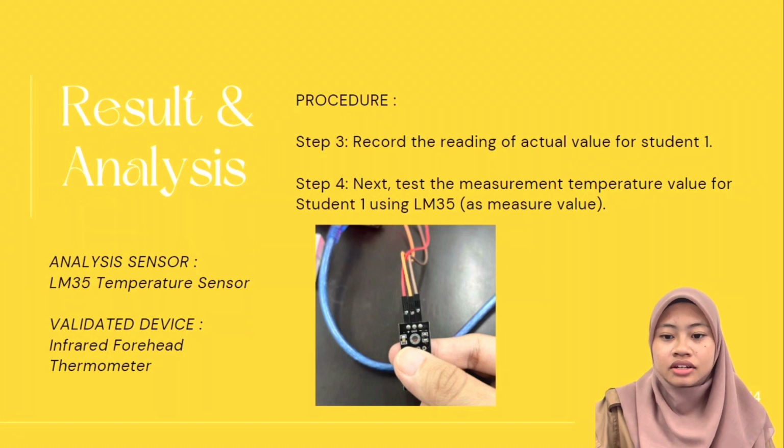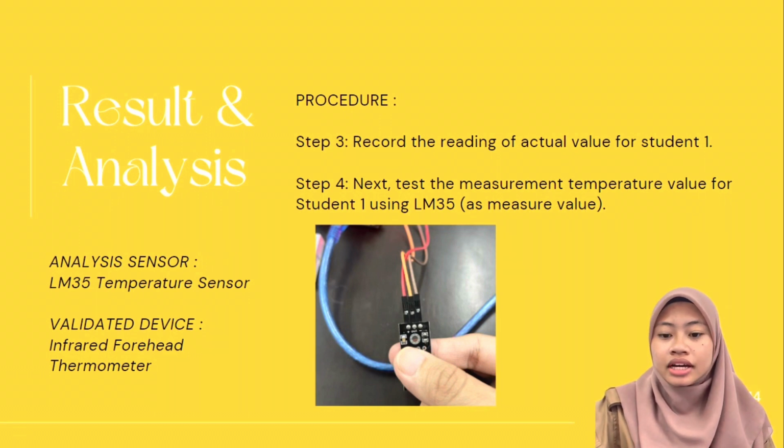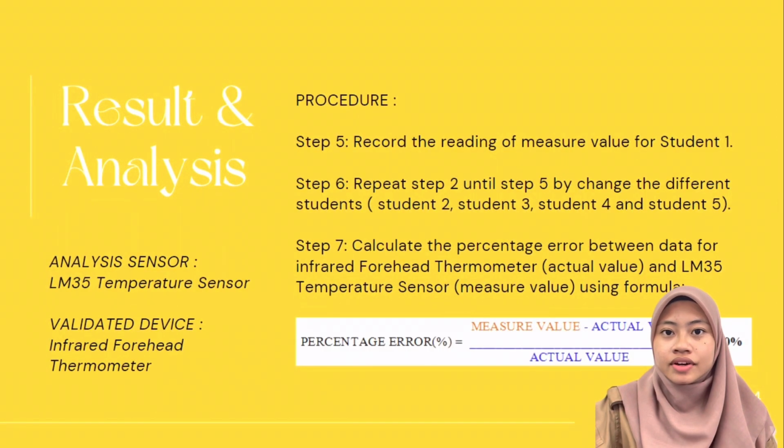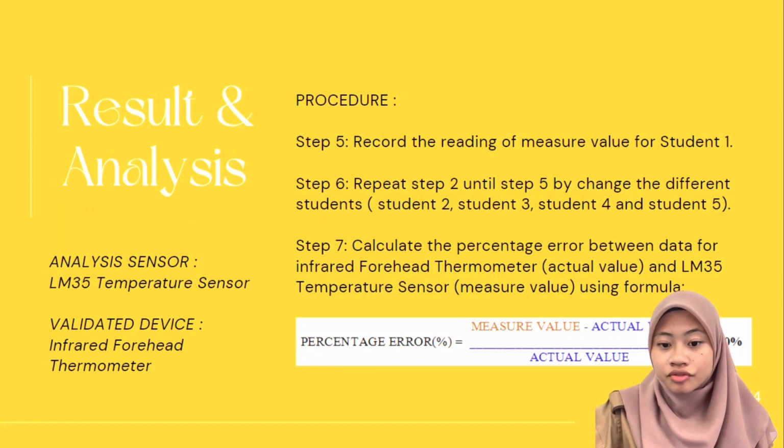Step 3, record the reading of the actual value for student 1. Step 4, measure the temperature of student 1 using the LM35. This is the measured value. Step 5, record the reading of the measured value for student 1. Step 6, repeat step 2 until step 5 with different students, from student 1 until student 5.